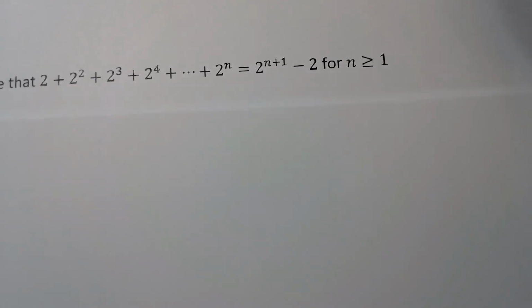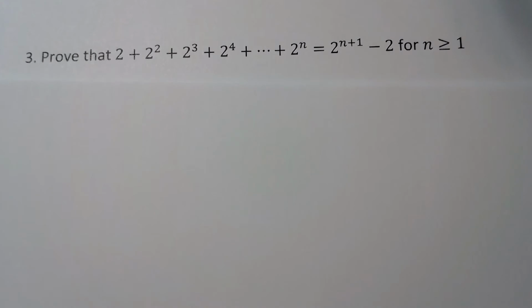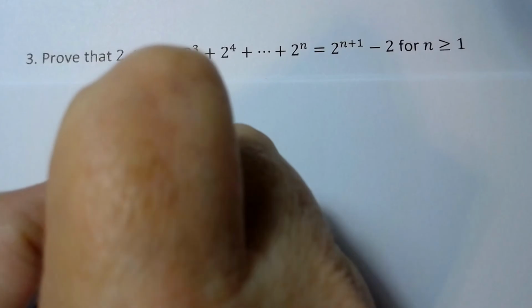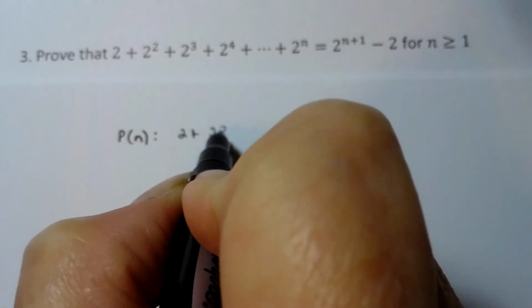The next one that we did was prove that 2 plus 2 squared plus 2 cubed, on and on, is equal to 2 to the n plus 1 minus 2 for all n greater than or equal to 1. Okay, so I know that my statement can be written like this.